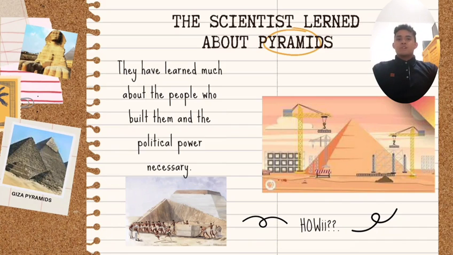And more information like this, for example, about the people who built them, or maybe the political power necessary to make it happen, was collected by engineers, scientists, and experts. But there is still a question. How is it possible that the Giza pyramids are still standing? Because they were built approximately 4,500 years ago. Amazing.